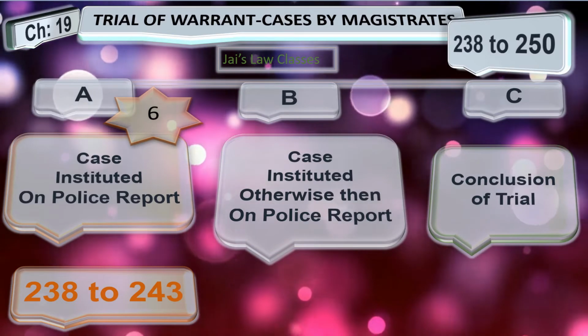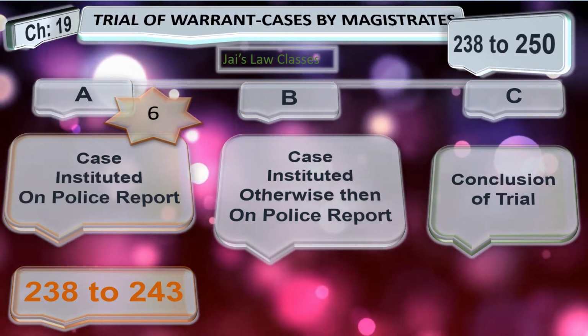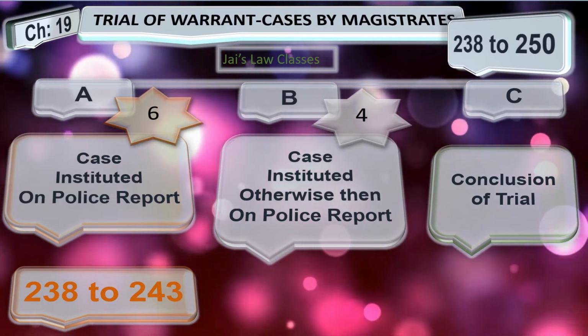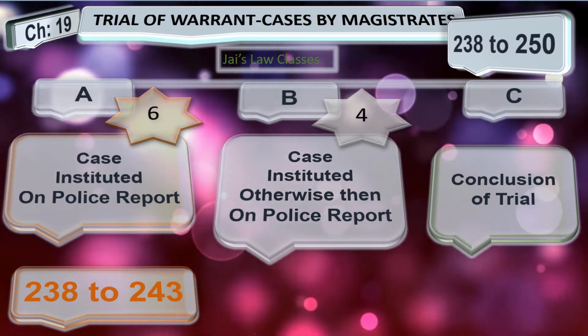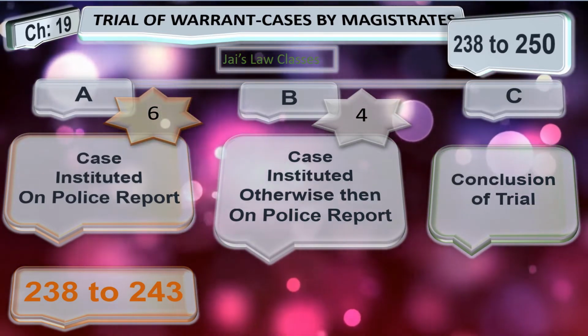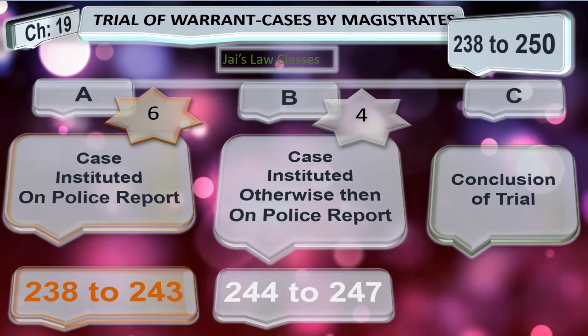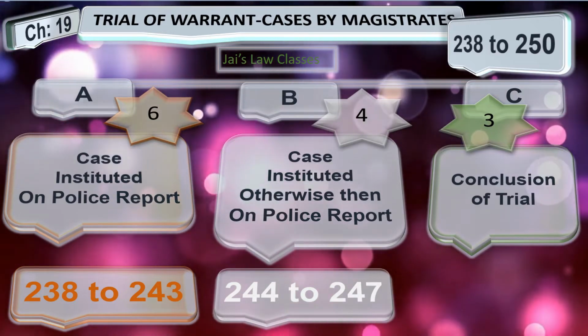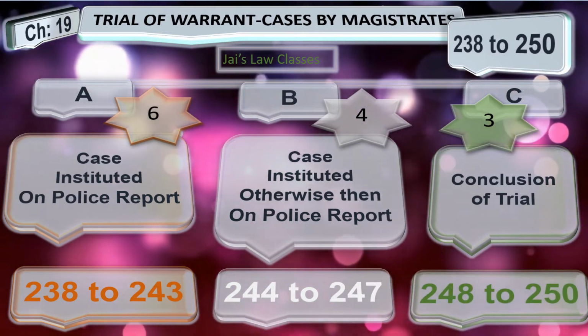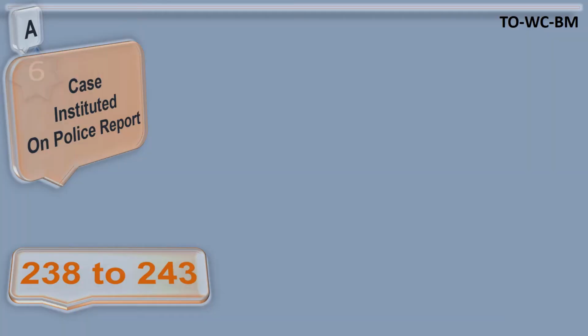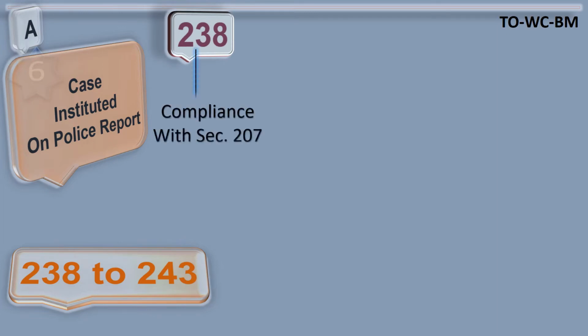The first ball, it was a 6 run, if you remember the starting of the video. Then the second way to initiate a case is otherwise than a police report. So second ball, it was 4. So if you add 4 runs to 243, it becomes 247. And conclusion of the trial, last ball, we took 3 runs. So add 3 to 247, it becomes 248 to 250. Part A, cases instituted on a police report. First section, section 238. It says compliance with section 207.